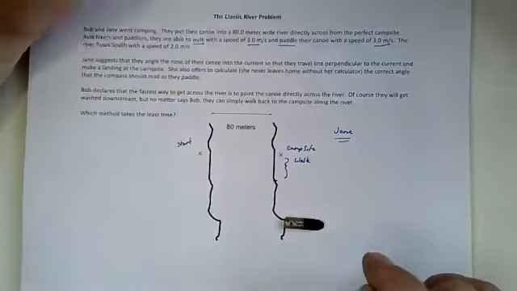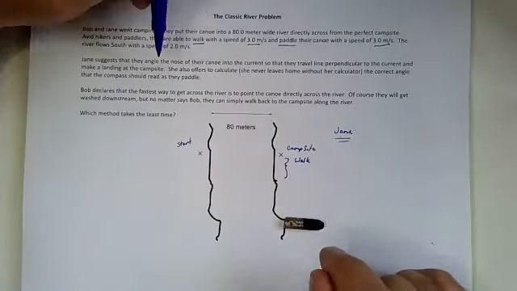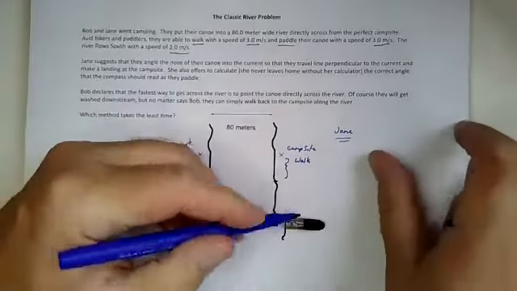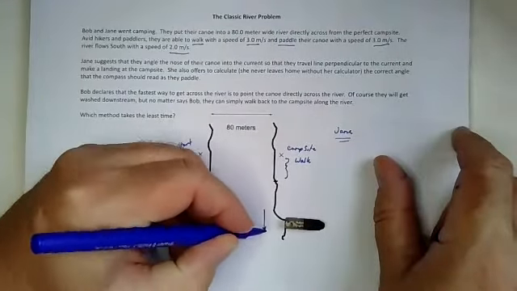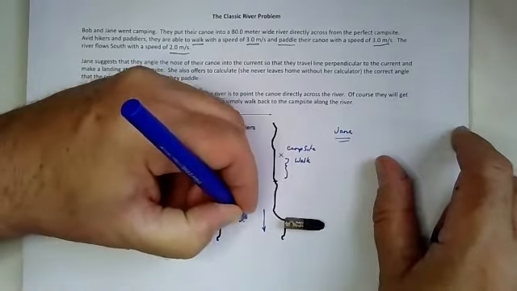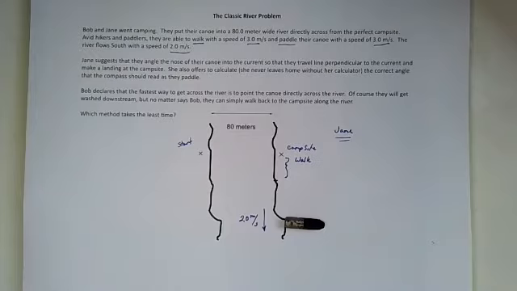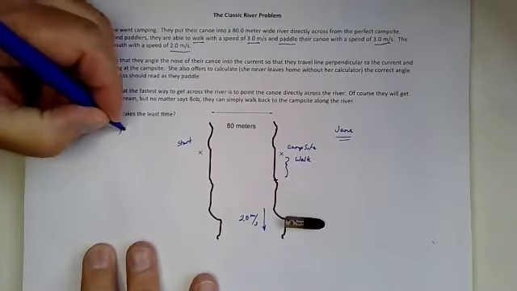But in Jane's method, they're not going to do that. And the current is 2 meters per second. So we'll add that. Everybody knows water is blue, so I'll draw that, 2 meters per second. Okay, great. So let's carry on with Jane's method, and then we'll do Bob's over here.